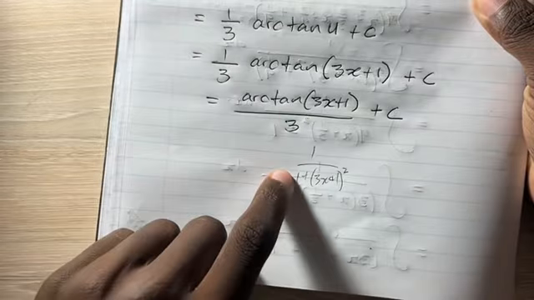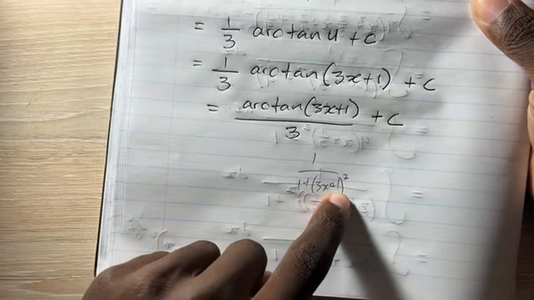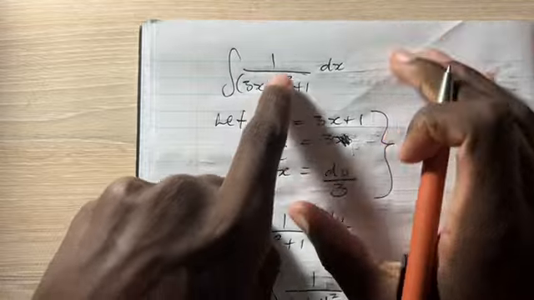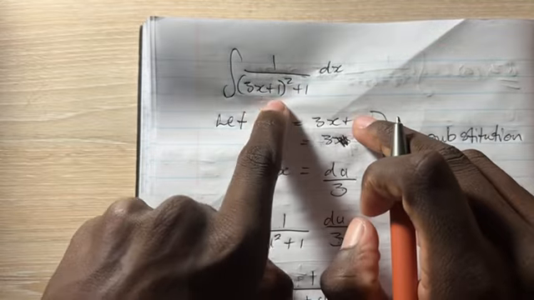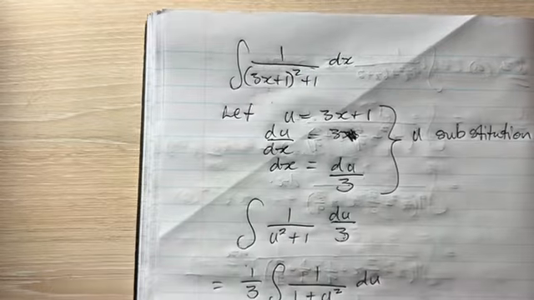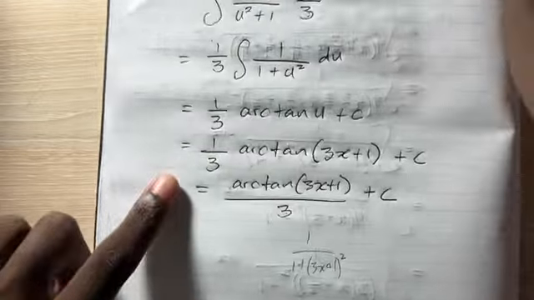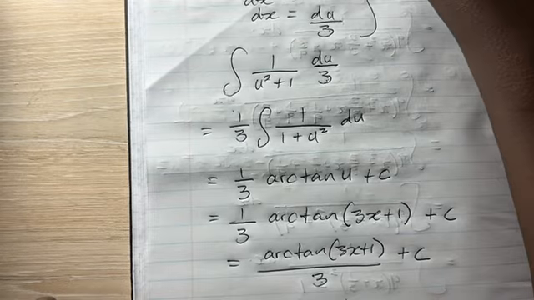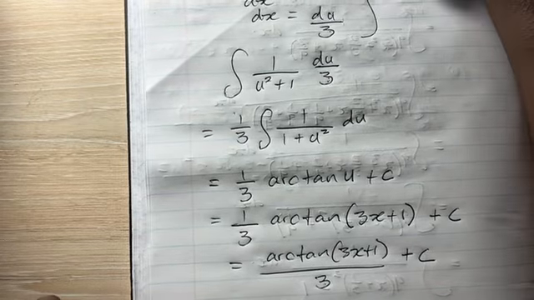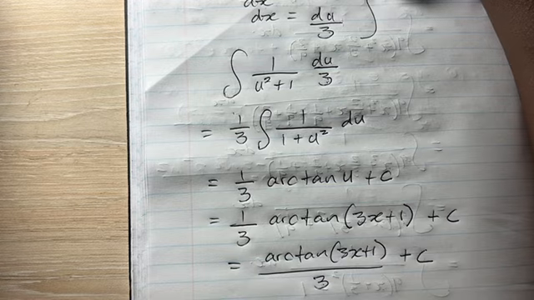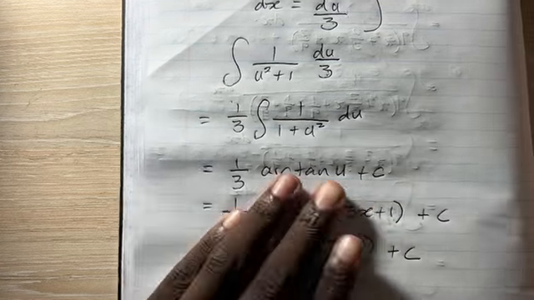Okay, so let's check. It's 1 over 1 plus (3x plus 1) all squared, and we got 1 over 1 plus (3x plus 1) all squared. So that means our answer is correct. Integration is new to you guys, so you need to pay a lot of attention to it. With differentiation you can sort of get away with some stuff, but with integration you need to do a lot more practice.